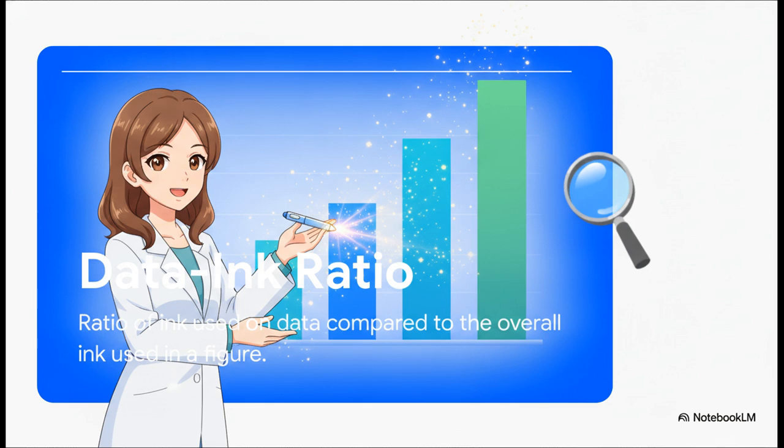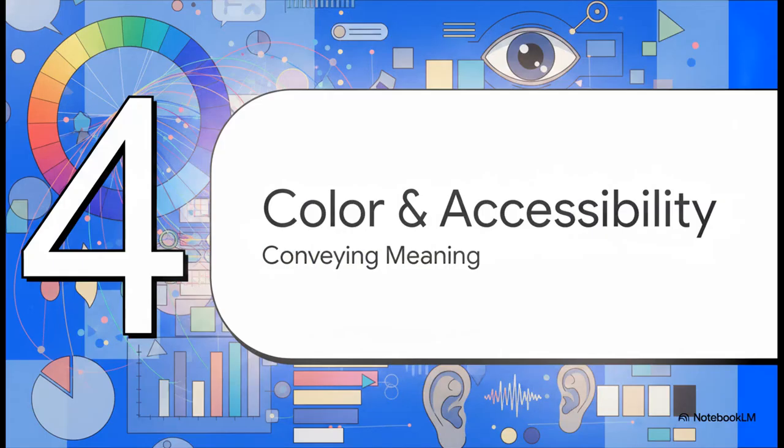That means being totally ruthless about stripping away decorative fluff, heavy grid lines, and what Tufte hilariously calls chart junk. You want to simplify things so the viewer's eye goes straight to your findings, not to the graphic design elements. Let's jump into part 4, color theory and accessibility.